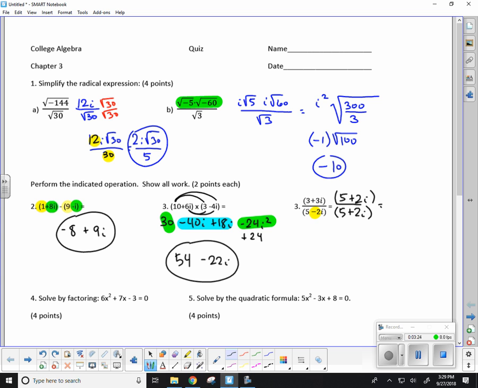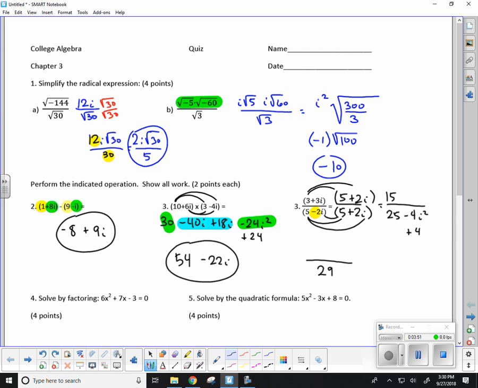So in the denominator, when I distribute, I get 5 times 5. Then my middle terms are going to cancel, plus 10i and minus 10i. And I'm left with the last term would be minus 4i squared. So that minus 4i squared is actually going to become plus 4. And I have a denominator of 29. 25 plus 4. Then in the numerator, I'm going to have to multiply and distribute.